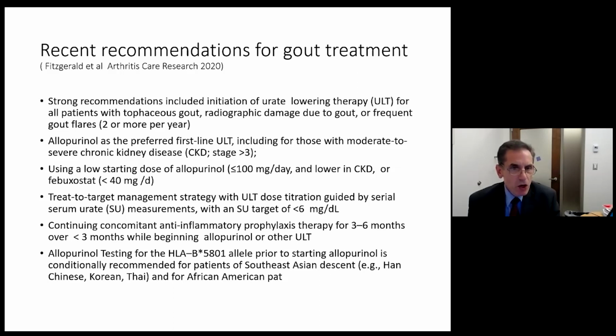And so starting at a low dose is recommended, 100 milligrams or less, especially in patients with chronic kidney disease, or less than 40 milligrams if febuxostat is being used. The treat-to-target management strategy is to get the serum uric acid level below 6 milligrams per deciliter. And a newer recommendation is continuing concomitant anti-inflammatory prophylaxis therapy with low doses of colchicine or other similar agents for up to 6 months when beginning allopurinol to prevent flares.